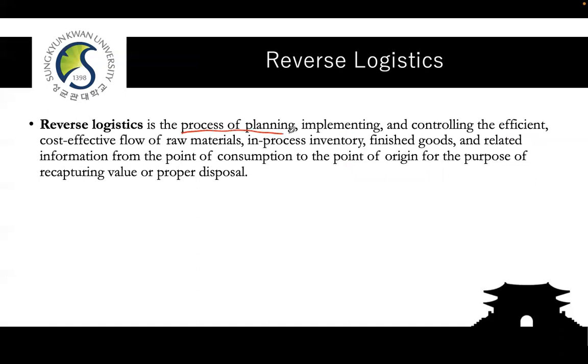Reverse logistics is the process of planning, implementing, and controlling the flow of raw materials, work in progress, and finished goods, and related information from the point of consumption to the point of origin. So we do the planning, implementing, controlling from the end customers, at the point of consumption, to the point of origin, production, and the idea is to recapture the value, or proper disposal. We capture the value or proper disposal.